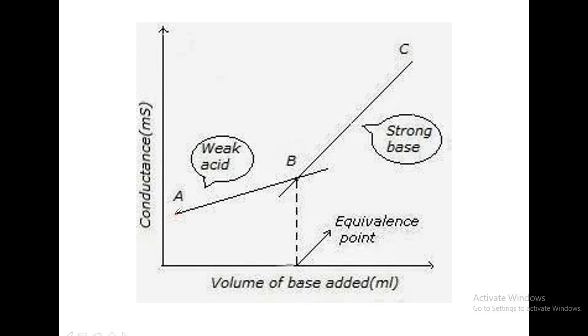So in the beginning conductance is low, then conductance slightly increases. That is due to the formation of sodium acetate, because sodium acetate is a highly ionizable salt. Its conducting capacity is more than that of acetic acid. Therefore, there is a slight increase in the conductance. At this point, acetic acid is completely neutralized. There is no acid remaining now. Then if you add base, conductance increases due to the high concentration of OH minus ions. The point of intersection of the two straight lines gives the equivalence point of the titration.